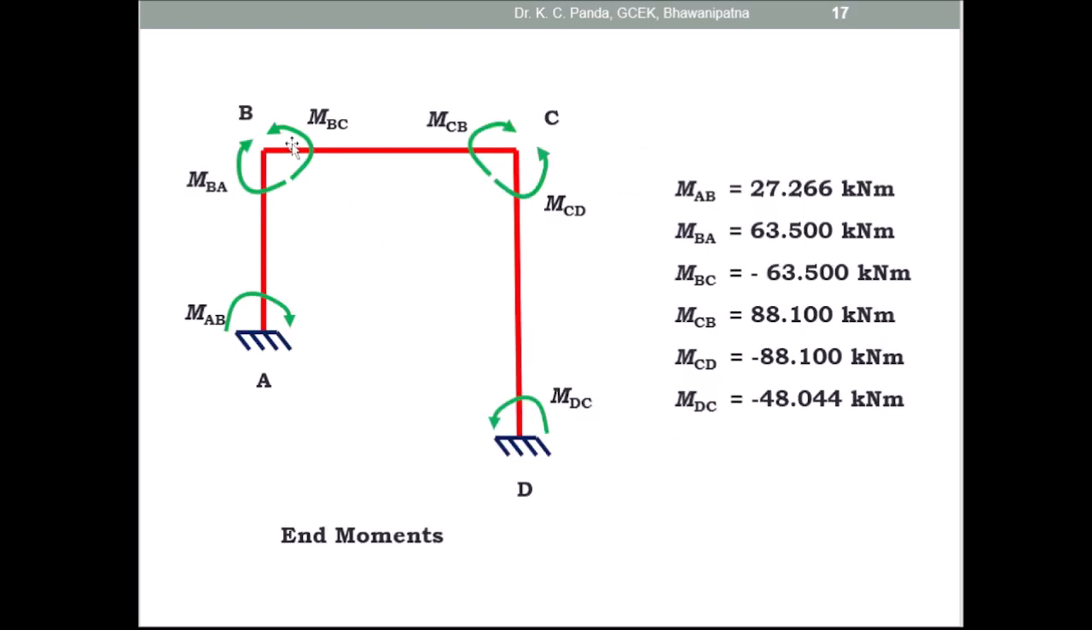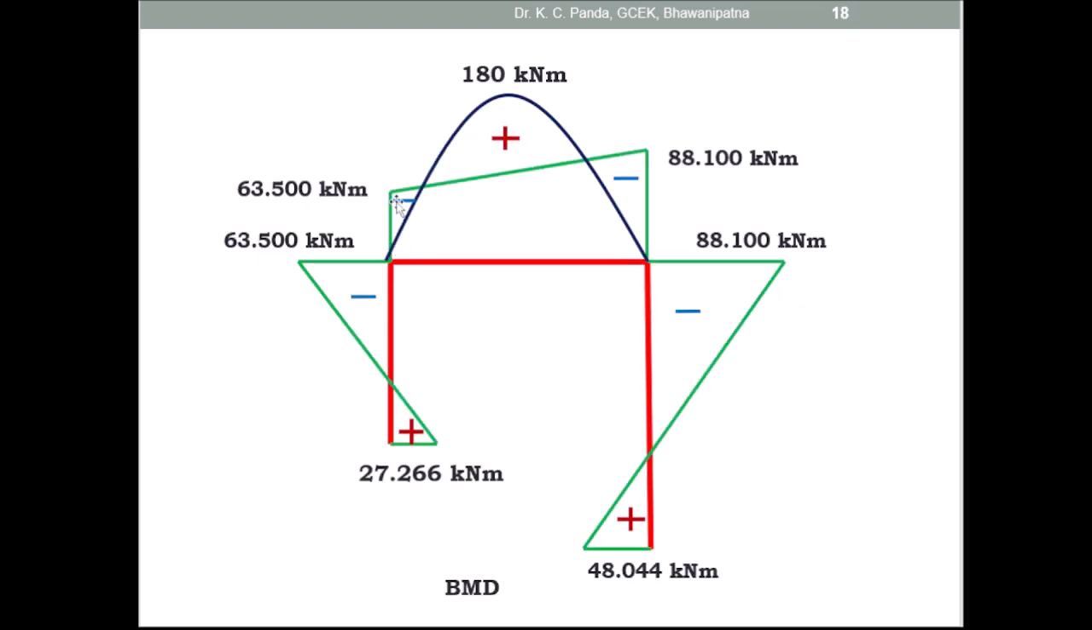And for the horizontal member, this side is MBC and this side is MCB. MBC is equal to 63.5 and MCB is equal to 88.1. So take 63.5 on this side and 88.1 on this side and join them, and this is the negative bending moment diagram. Then draw the free bending moment diagram or positive bending moment diagram, parabolic, as the uniformly distributed load is present. The maximum positive moment on span BC at the midpoint is equal to 180 kilonewton meter. Then in the overlap portion, negative and positive cancel each other.